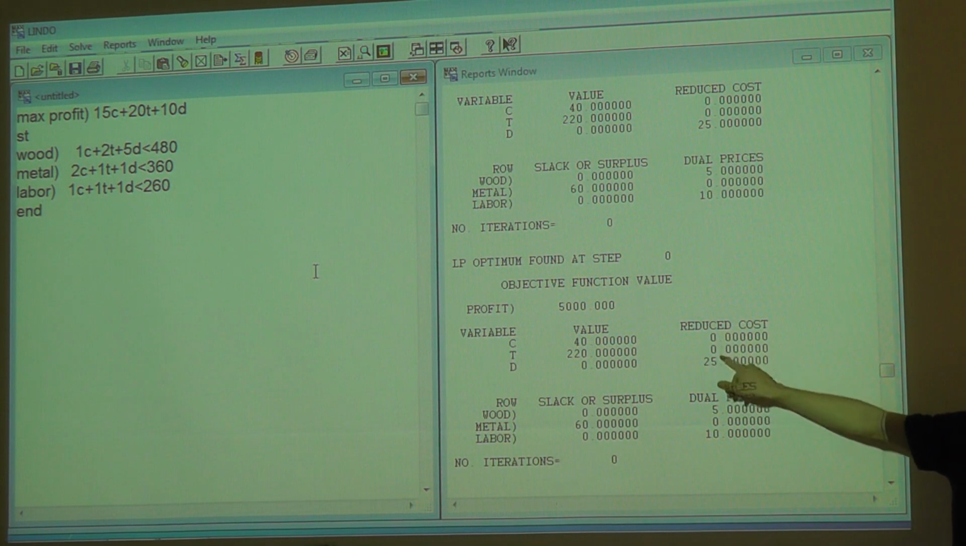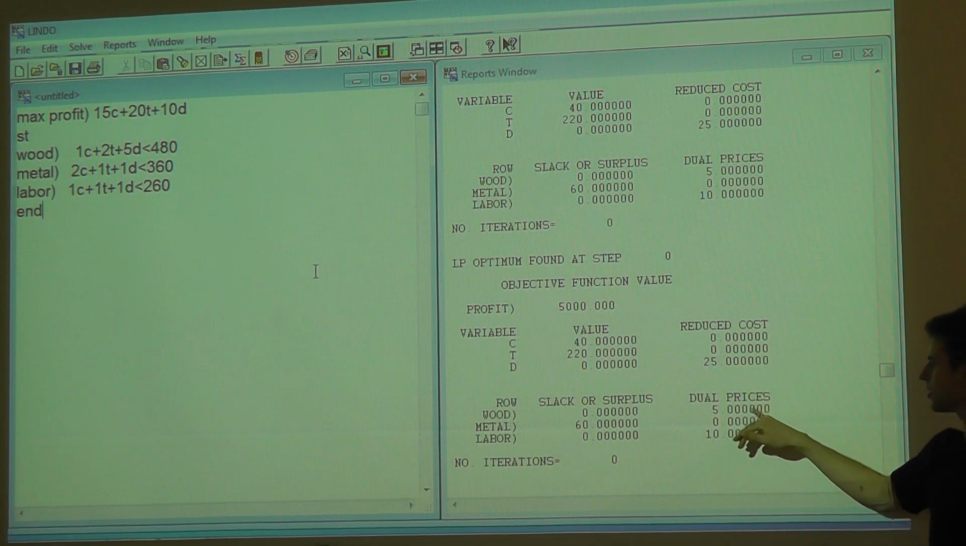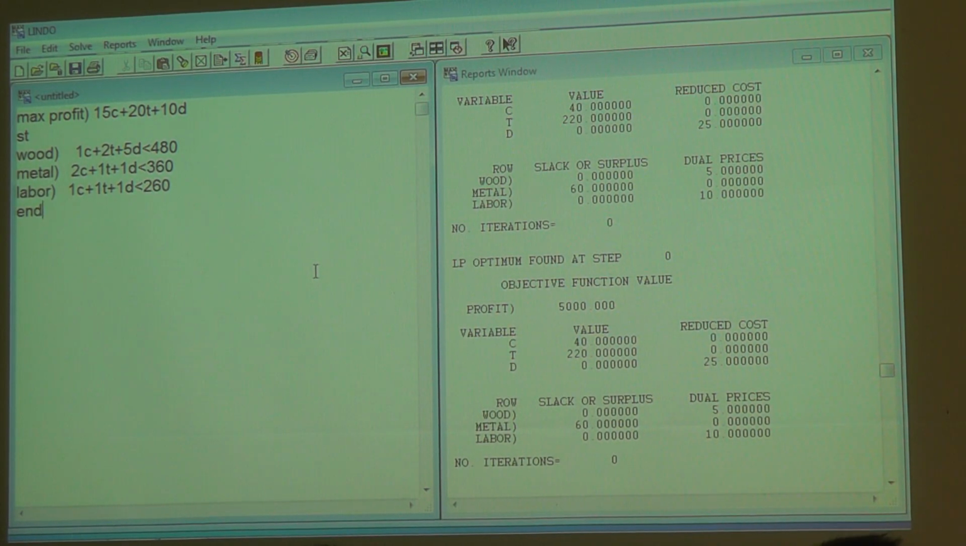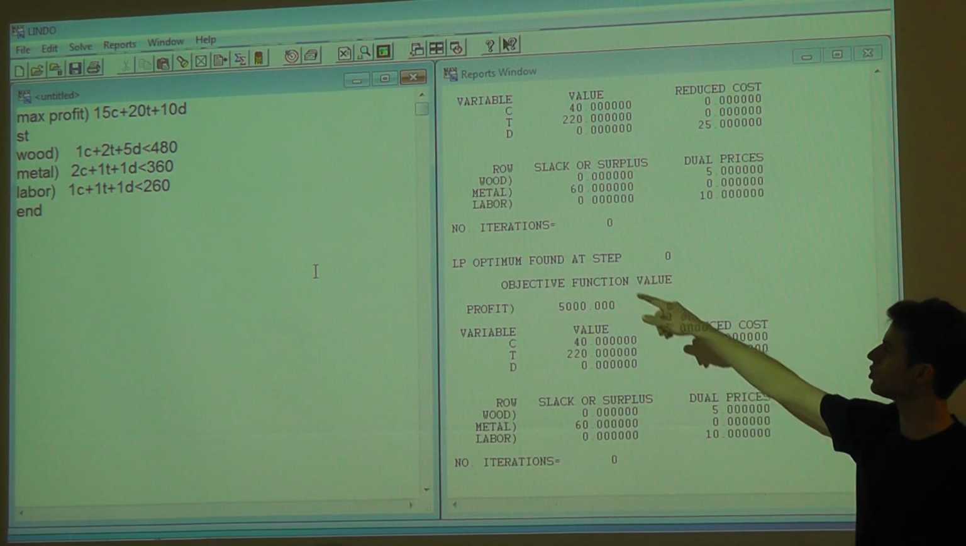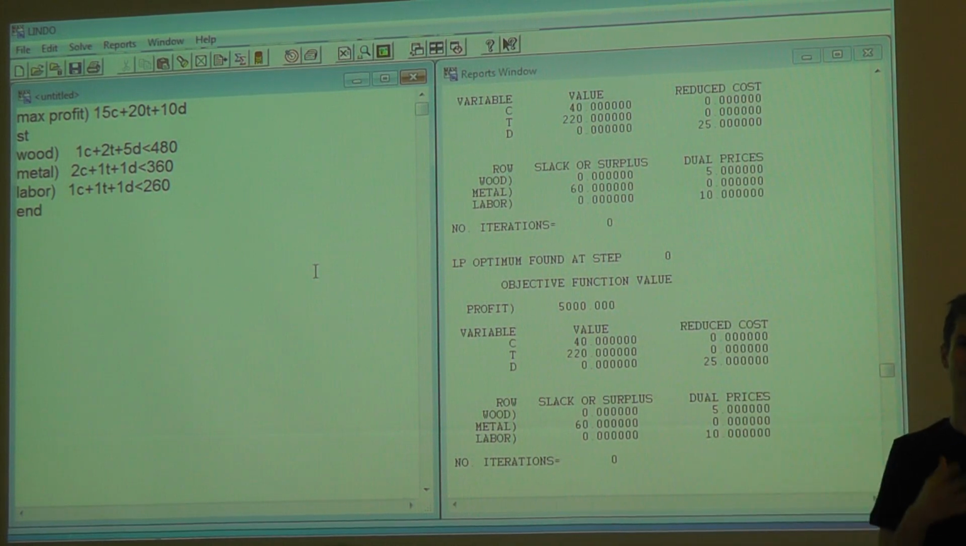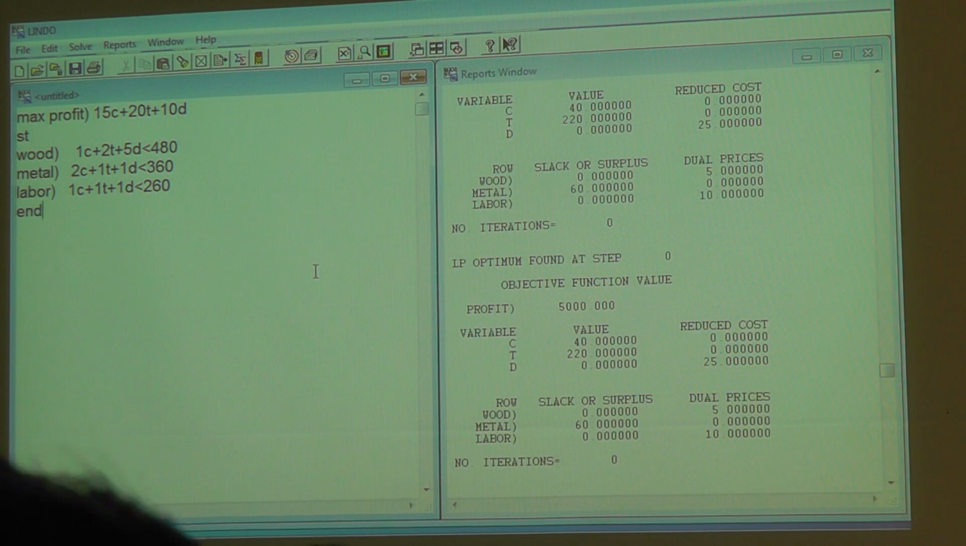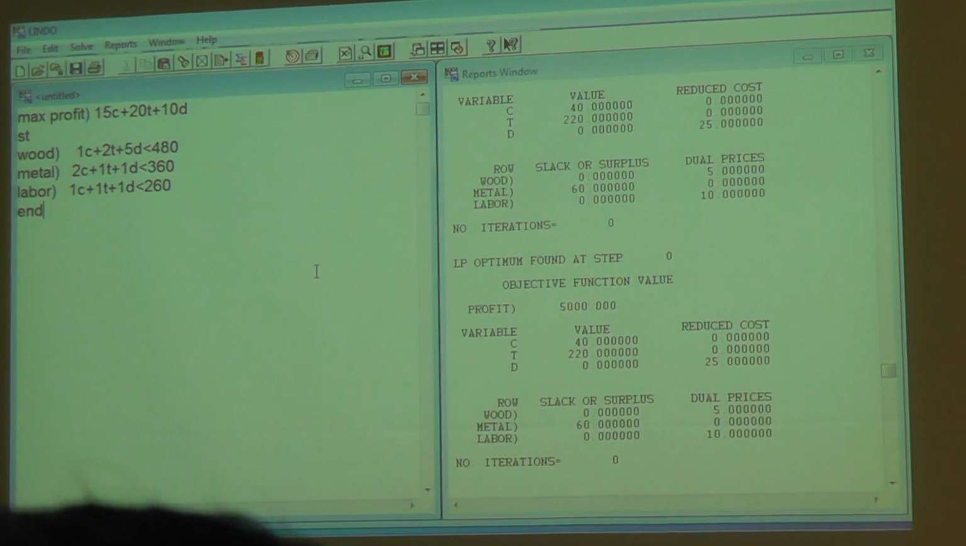Let's recall what these numbers mean. Let's start with the dual prices. The dual price of food is $5. $5 for 1 unit of food. What this means is if you can get 1 more unit of food, not 480 units of food, but 481 units of food, you will be able, using this optimal production mix, to derive a profit which is $5 larger.